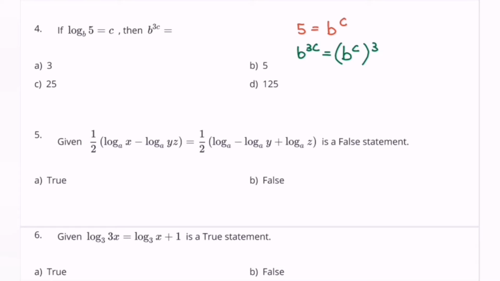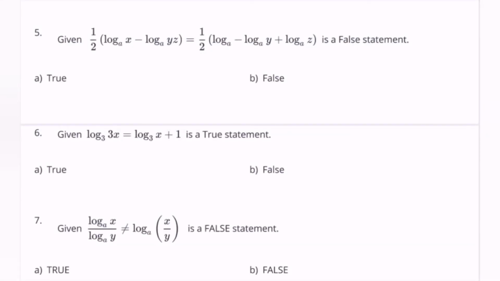Here we will use the law of power for the indices. As we all know, b to the power of c equals 5. So kindly substitute the situation. b to the power of 3c will equal 5 to the power of 3. So b to the power of 3c will equal 125. So the answer for question number 4 will be D, which is 125.